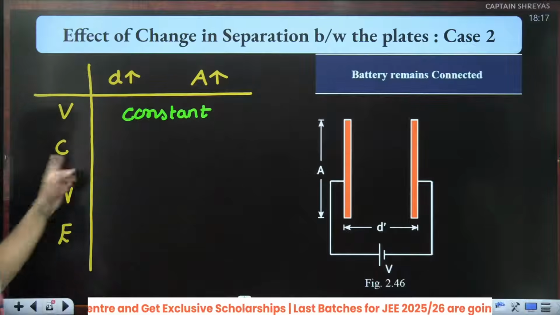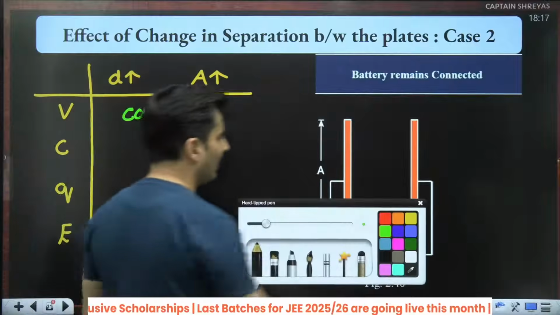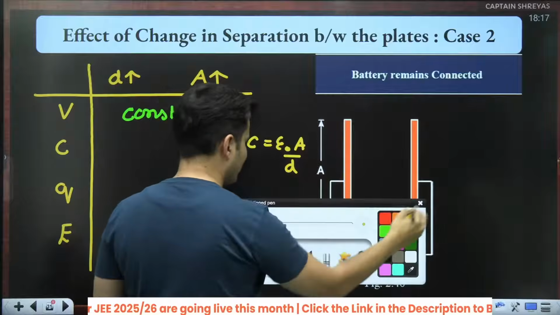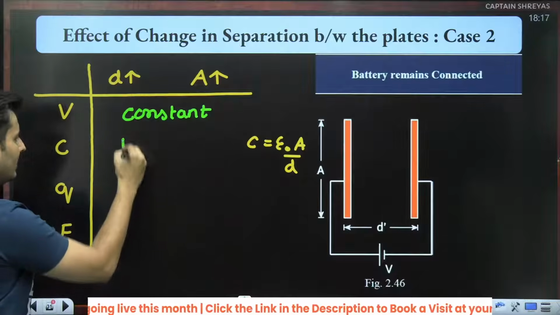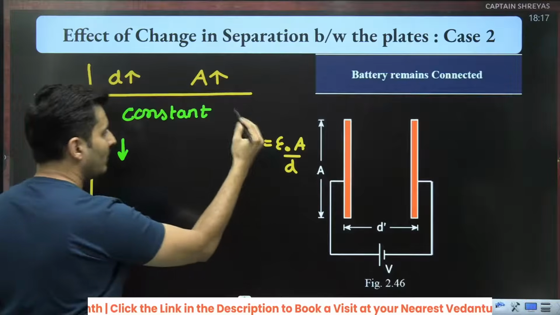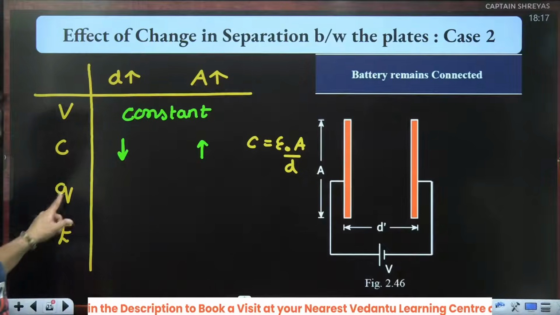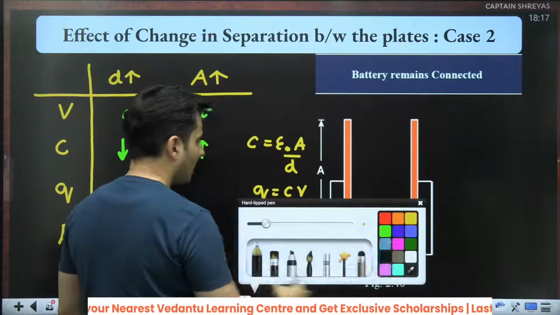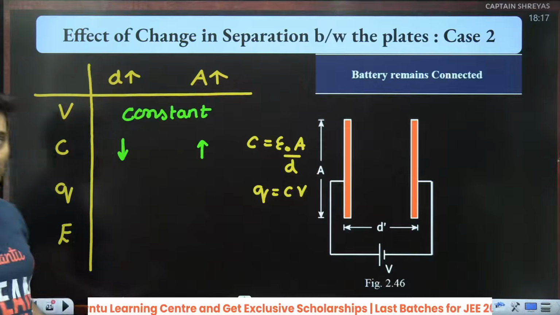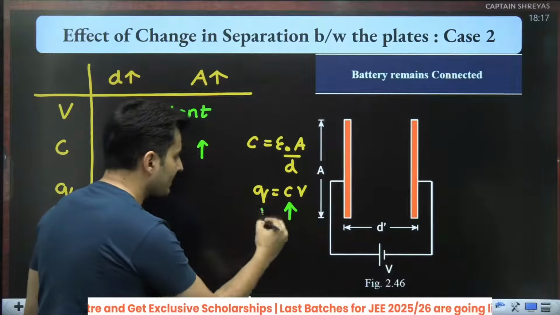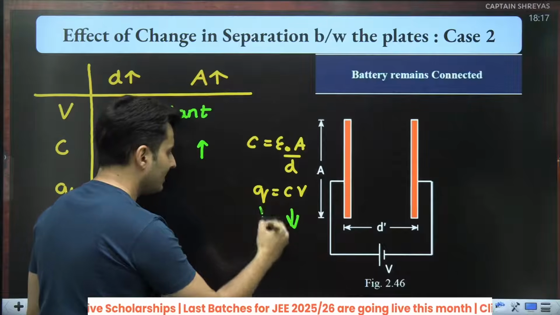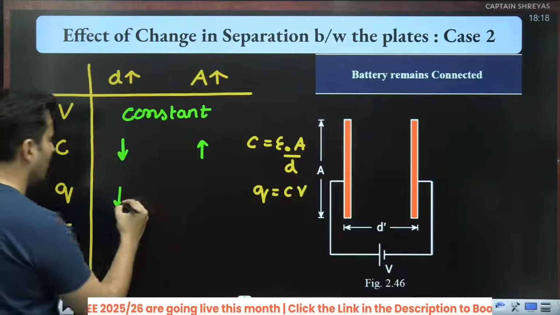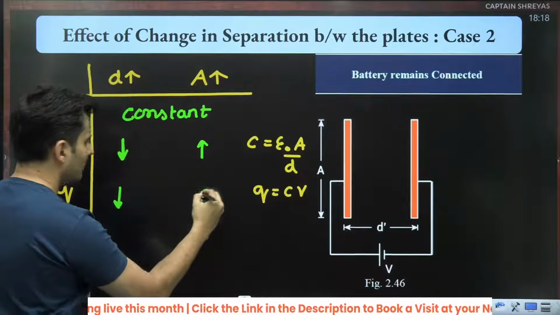That is obvious. Capacitance. Well, capacitance is epsilon naught A divided by D. So if distance increases, capacitance will decrease. If area increases, numerator increases, capacitance increases. Charge is CV. So let's use that formula. Q is equal to C into V. As we can notice over here, voltage is not changing. So if capacitance increases, charge also increases. If capacitance decreases, charge also linearly decreases. So whatever happens with capacitance, same thing happens with charge also. This goes down, this goes down, this goes up, this goes up.